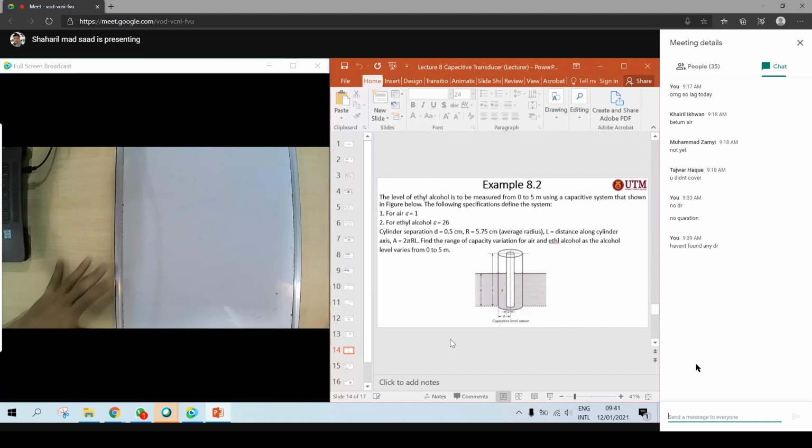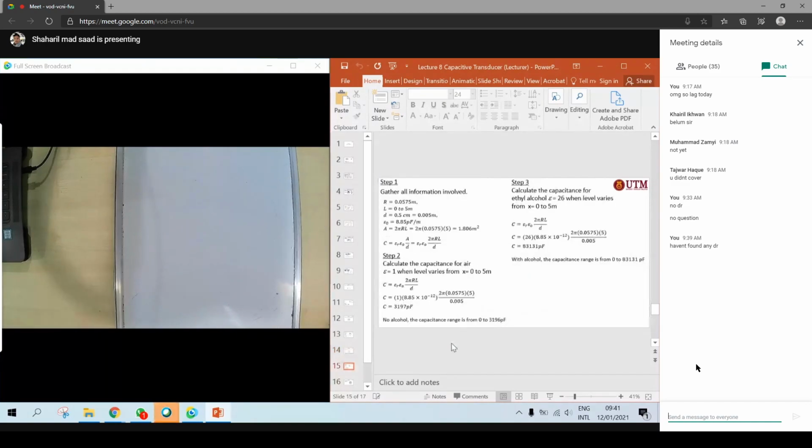Okay. So first of all, you gather all the information first regarding the R, the length, D, and also the area and so on. And then you apply a general formula for the capacitance, C equal to ε0 εr A over D. So you apply this one.